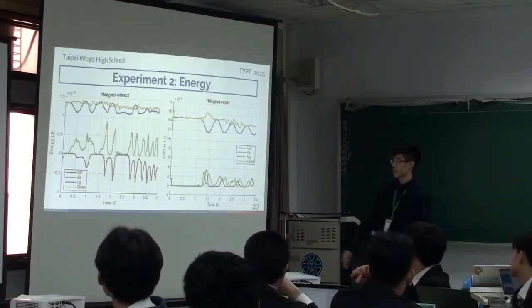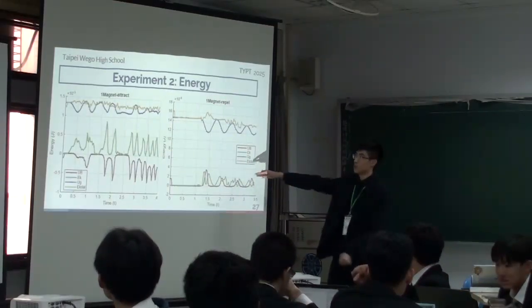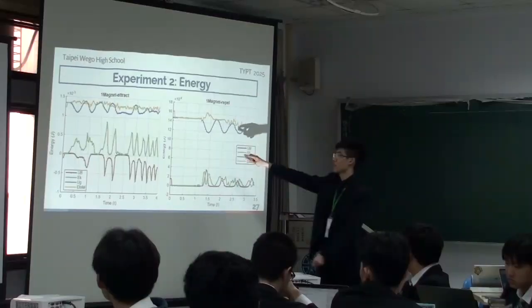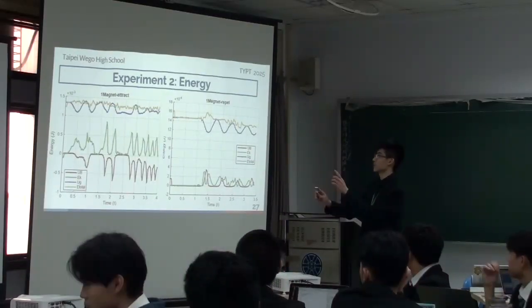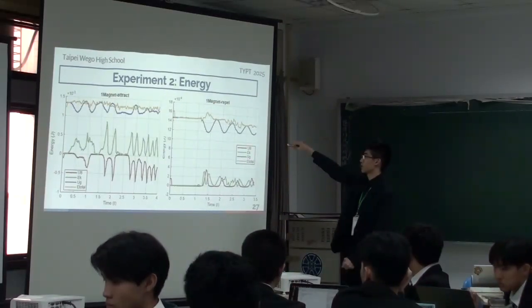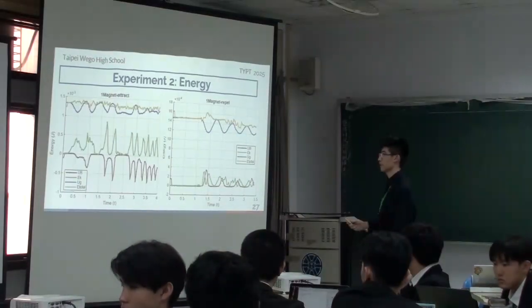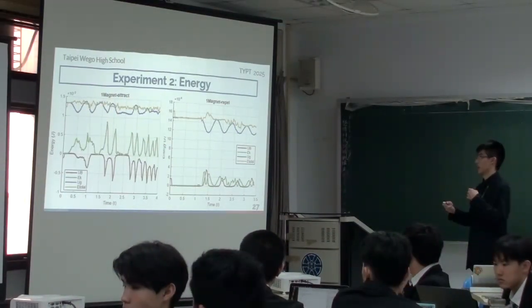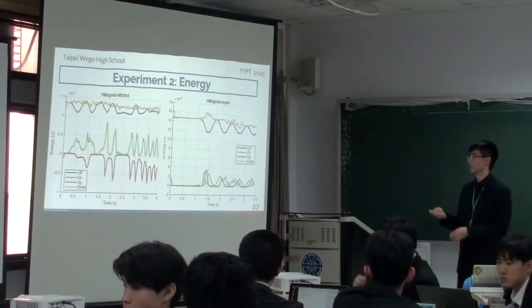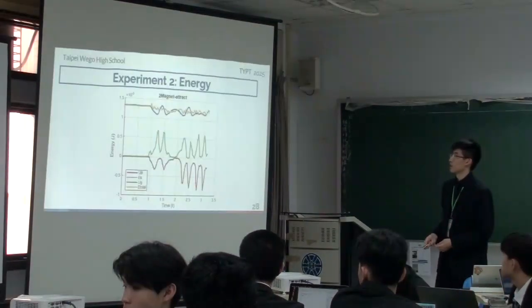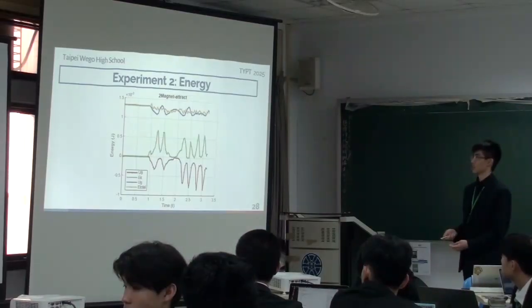We can see that the yellow line is the total energy, which can be seen in these two graphs: one magnet attract, and one magnet repel. We can see that they converge to a horizontal line, which means that energy conservation can be applied. And also in two magnet attract.